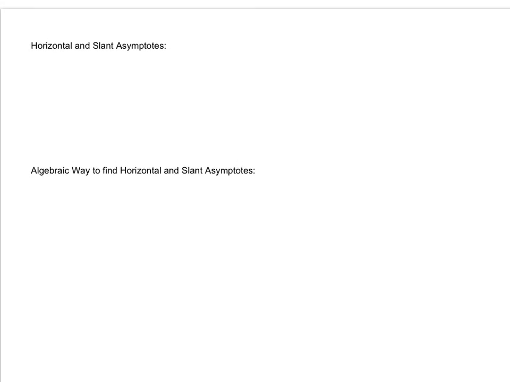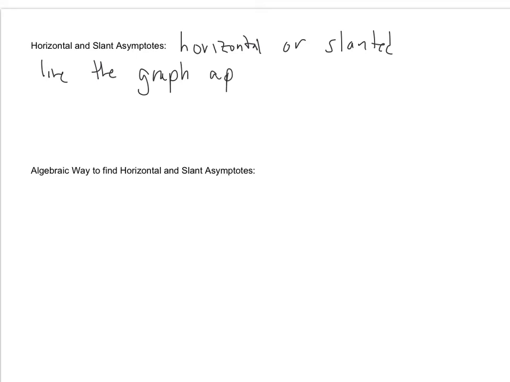Okay, the last part of the graph we're going to look at is a horizontal or slant asymptote. Now, a horizontal or slant asymptote is going to be either a horizontal or slanted line the graph approaches as the absolute value of x gets very large. That's kind of a fancy way of saying what happens to the graph as it gets very far to the right and very far to the left.